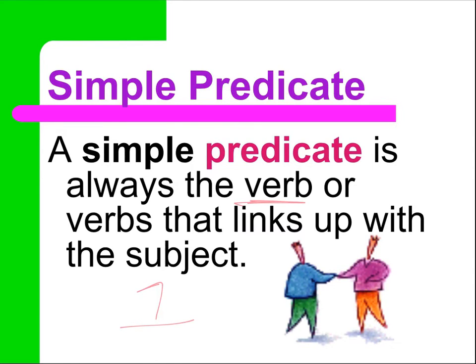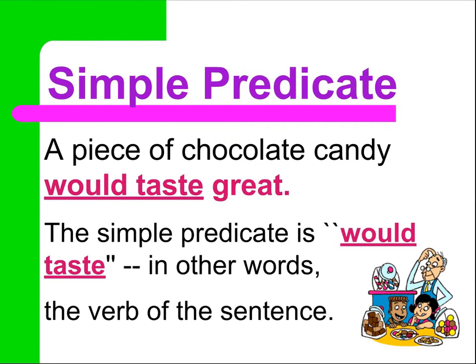Let's look at some examples and see if we can find the simple predicate. In this sentence, a piece of chocolate candy would taste great. Remember, our simple subject was just piece. If we're looking for our simple predicate, we don't want all the extra descriptive words that go along with our verb. We just want the main thing that the piece is doing. Well, in this sentence, the piece would taste. That's the simple predicate.